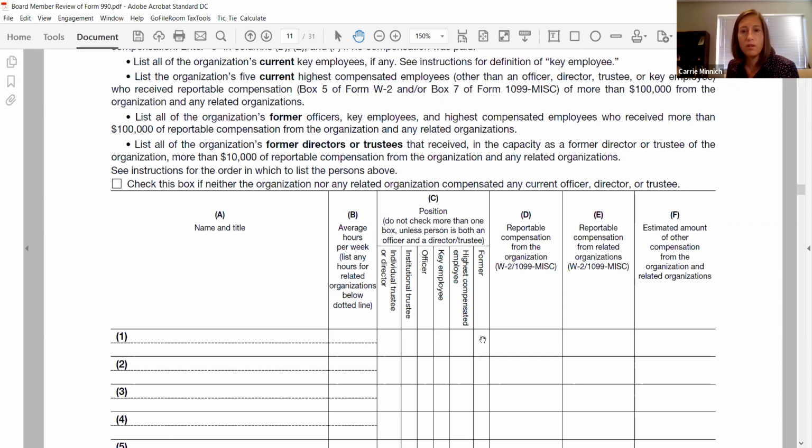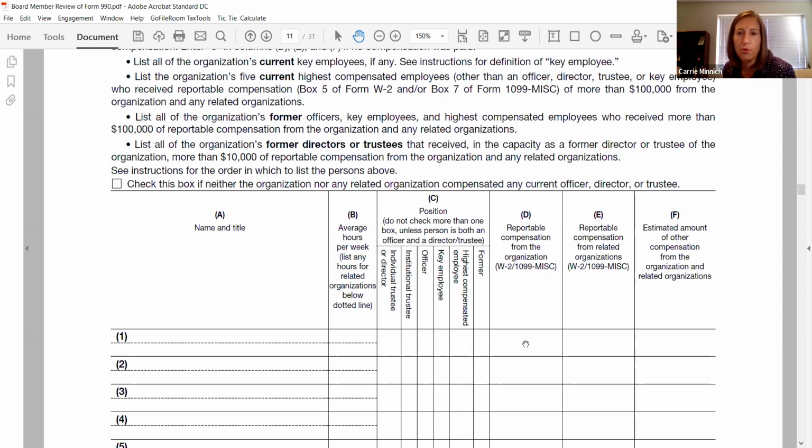And then former officers and board members are those individuals that were not a board member or an officer this year. They were in a prior year, but for some reason they're still getting paid this year. Maybe there was a pension or there was some kind of payout when they retired. So they would be listed here.